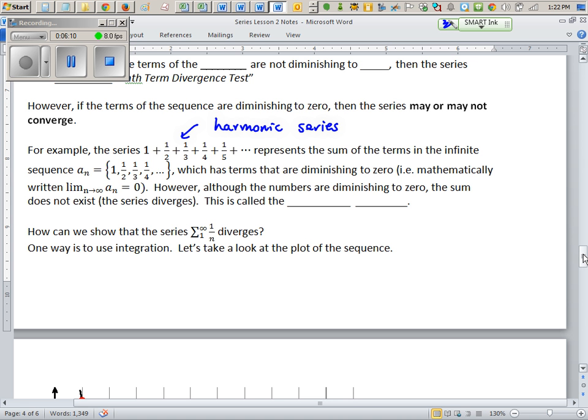So why will it not converge? It seems like all the terms are so small: 1 plus 0.5 plus 0.33, etc. Why is that not going to give us a value? So this guy is called the harmonic series, and even though its terms are getting tiny, for some reason it adds up to infinity. Why is that? How can we show that this thing diverges?